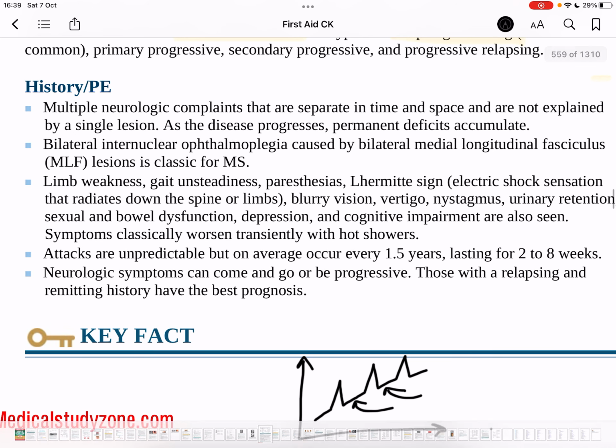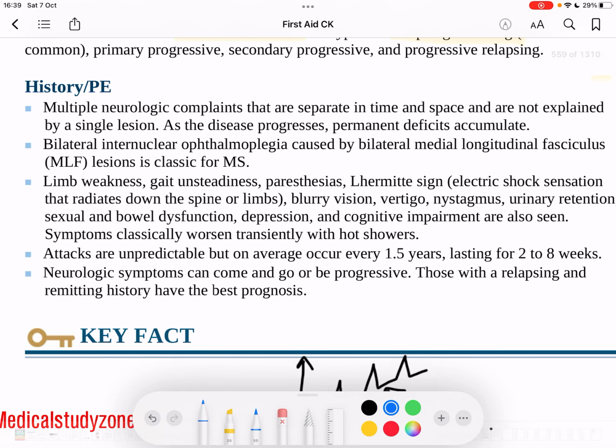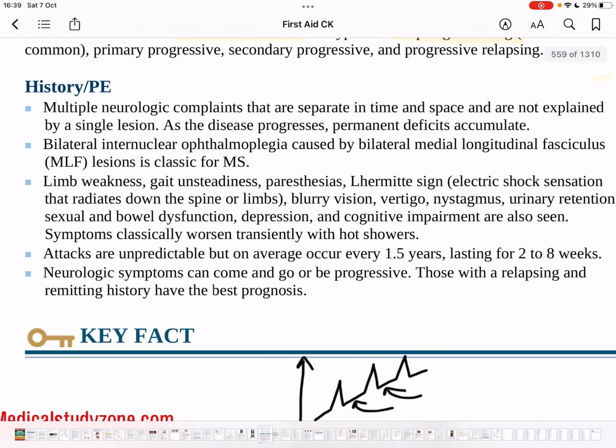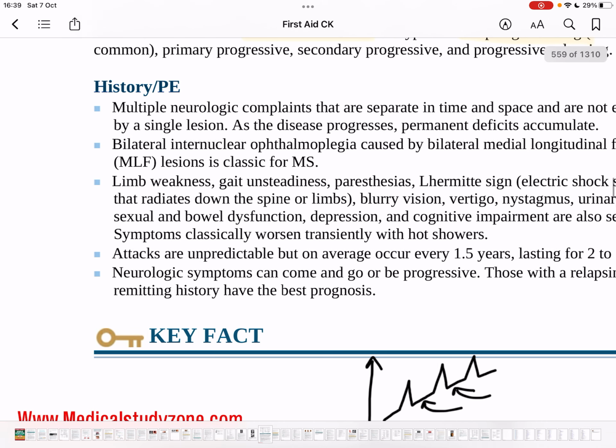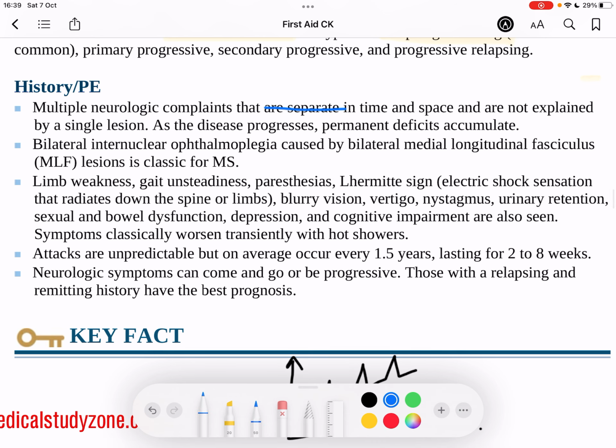Looking now at the physical examination and the history of the patient, multiple neurological complaints that are separate in time and space. And this is a really important component to MS, and they're not explained by a single lesion. As the disease progresses, permanent deficits accumulate, as we've seen in the different presentations. Some of the really common things to look out for in MS is eye symptoms. Eye symptoms are seen in most USMLE questions for sure.